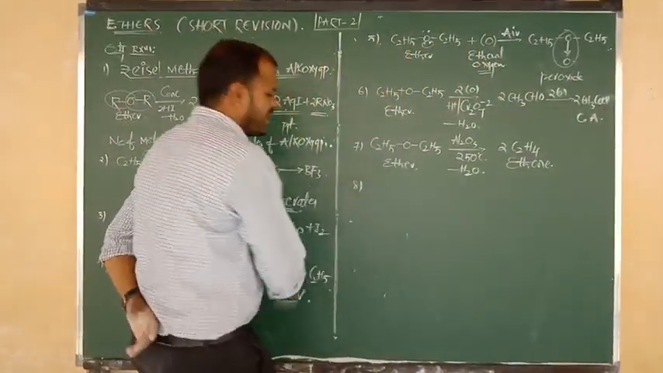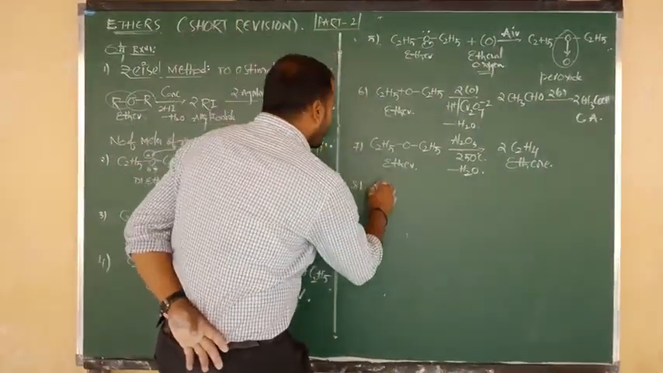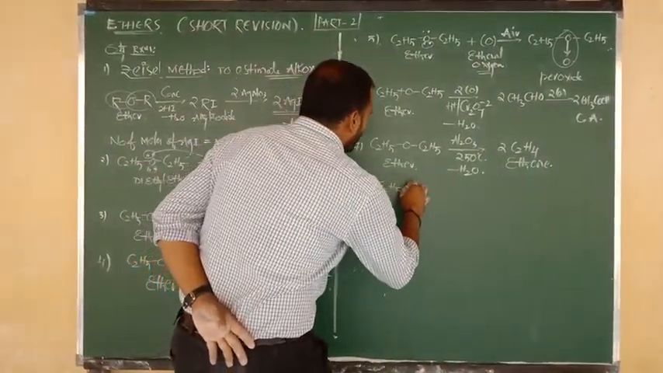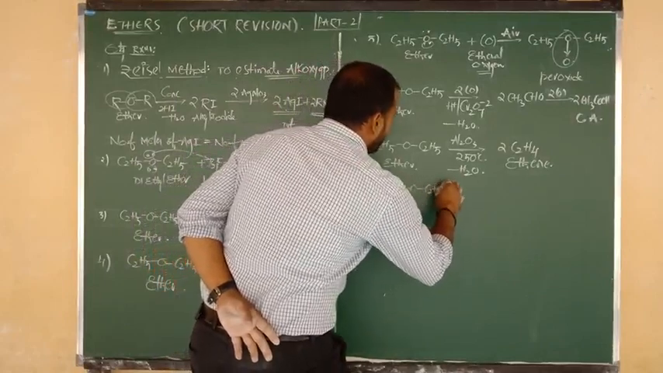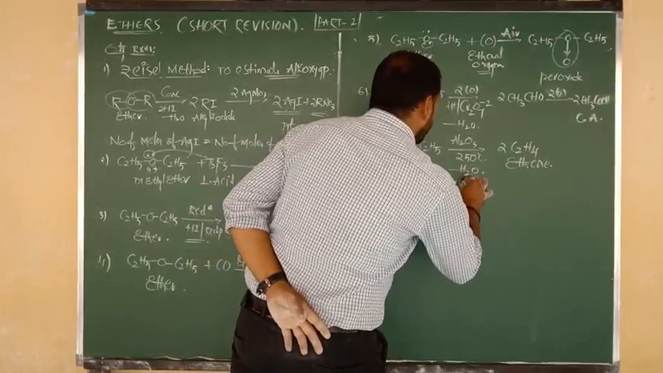And last one, the final reaction here I am going to discuss with you, beta. That is nothing but C2H5O again bonded to C2H5, and suppose it undergoes reaction with 10 moles of Cl2.